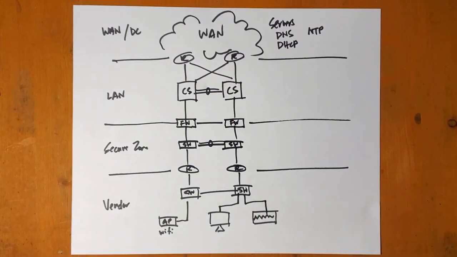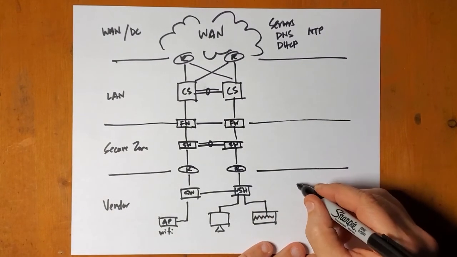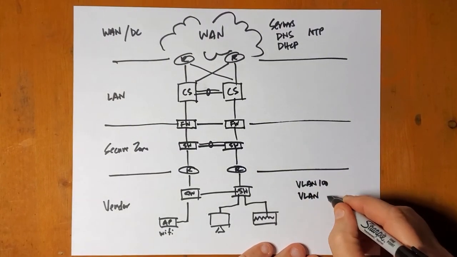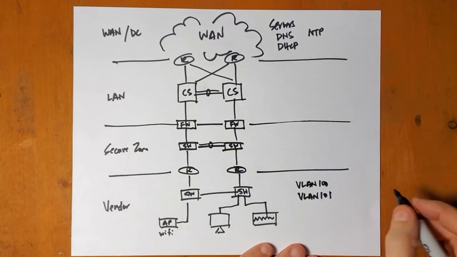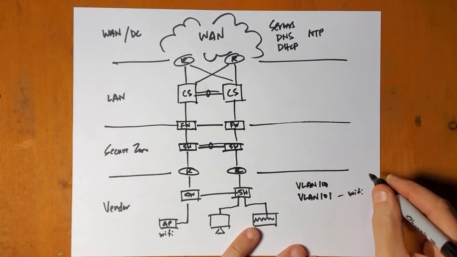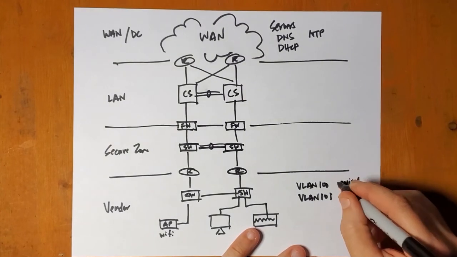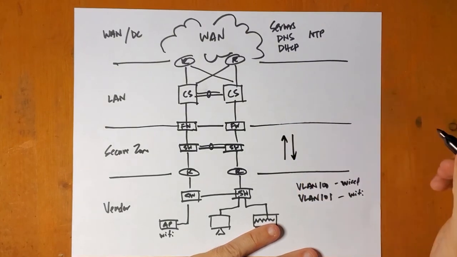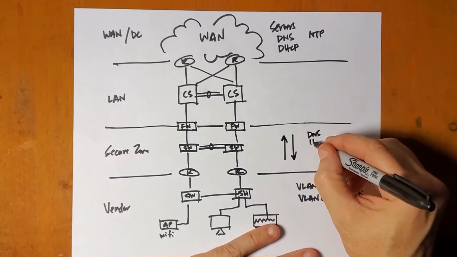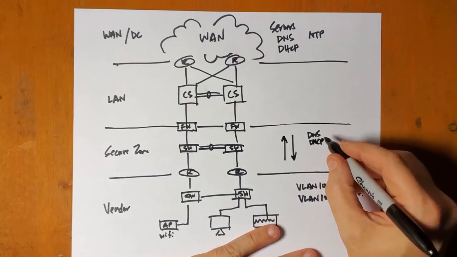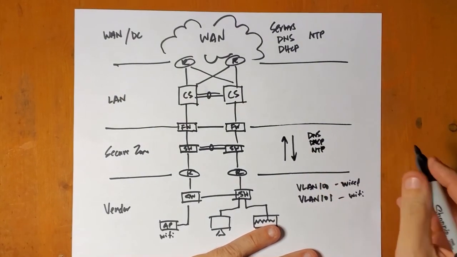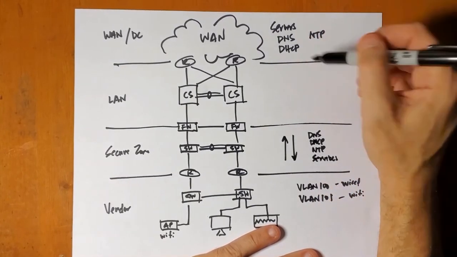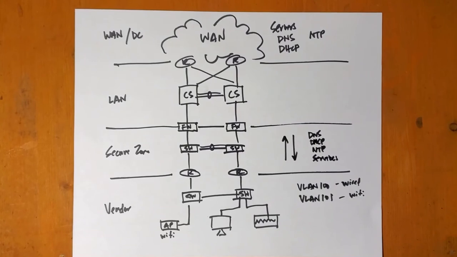telemetry devices. So there are going to be two VLANs, VLAN 100 for the wired devices and VLAN 101 for the wireless. Okay, through this secure zone, we're going to need to allow traffic: DNS, DHCP, network time protocol, and services from the servers to the devices themselves.